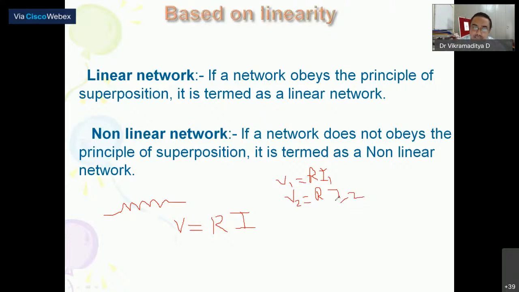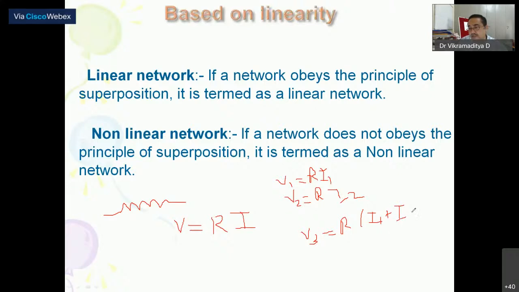Okay, this is I2 only. Now I apply a current equal to I1 plus I2. Let the voltage be V3 for this current. So what I will get: V3 is equal to R times (I1 plus I2). When I expand this, everybody knows it.